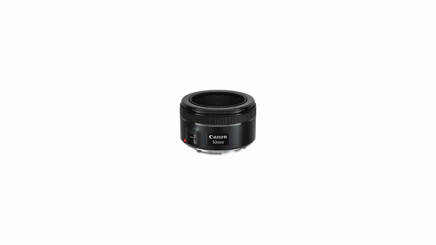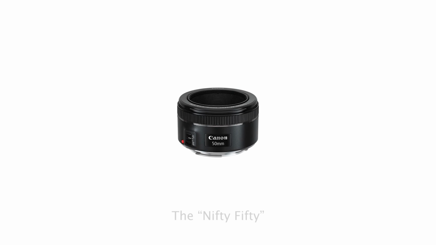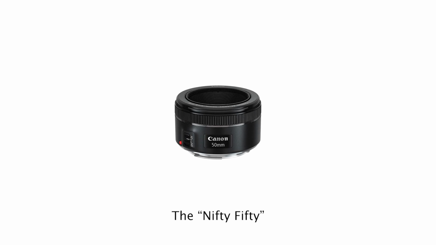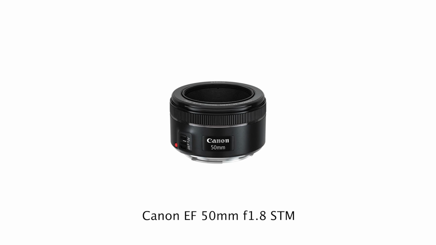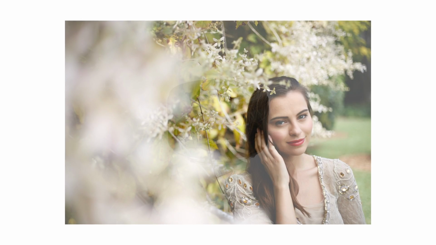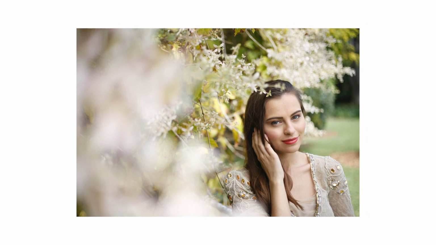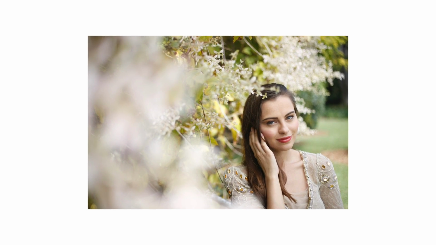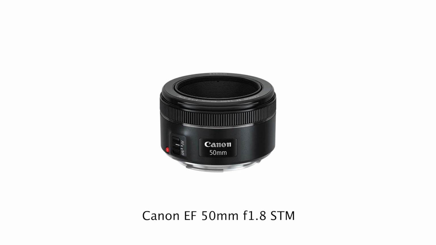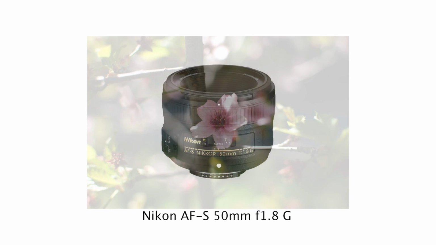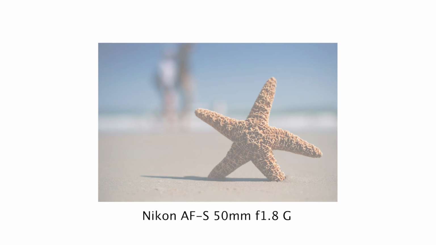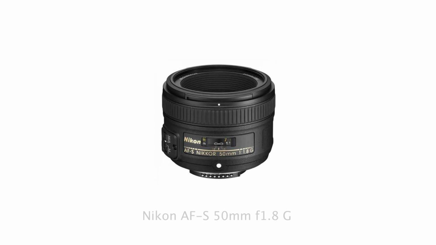Now we can't talk portrait photography without mentioning the Nifty 50, without a doubt the best selling and best value lens you can buy. The Canon 50mm f1.8 prime lens is super cheap, super fun, and if you want to get into portrait photography on a budget at about $125, this is an awesome lens. The Nikon equivalent, a little bit more money at about $180, is the f1.8G. Make sure you get the G if you want to use autofocus.